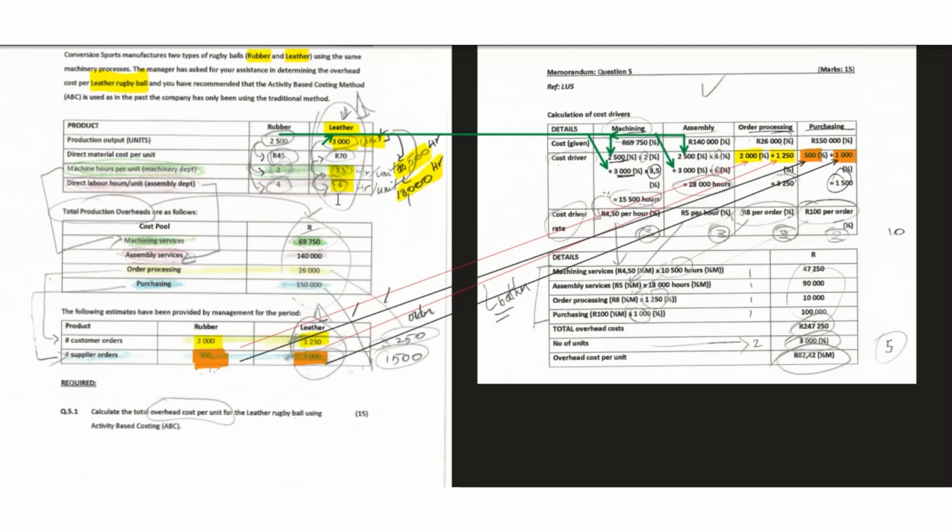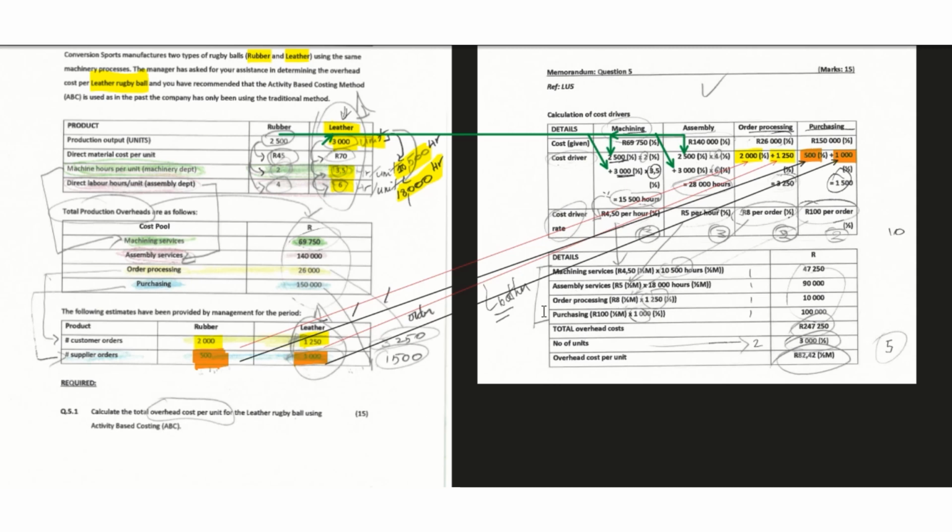Is only 6 hours per unit. So 3,000 multiplied by 6 gives us the total of 18,000 labor hours for the leather rugby balls. Not for the rubber rugby balls, but for the leather rugby balls. So the same principle is applying, and this will provide us the total overhead cost for the leather rugby balls.